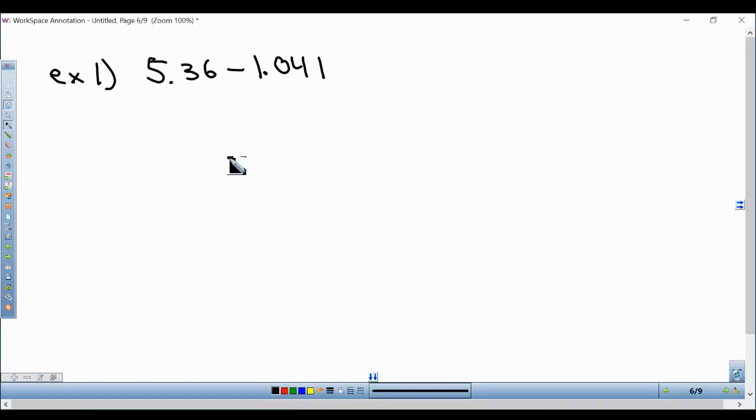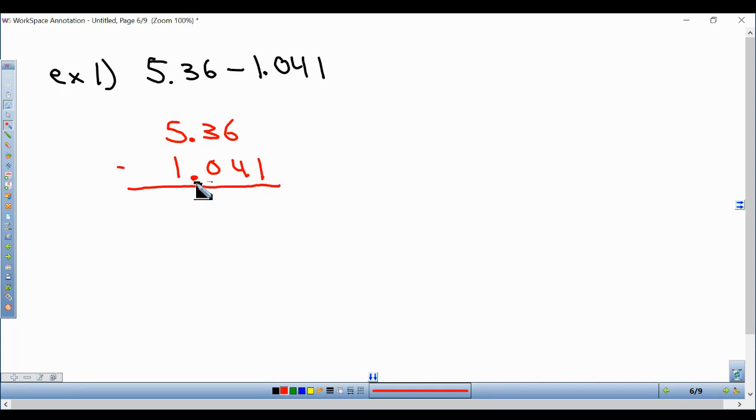So example number 1 says 5.36 minus 1.041. Pretty straightforward. This is going to be a warm-up to kind of jog your memory of how to subtract with decimals. So our first number is 5.36. It's our biggest number. Remember, the biggest number goes on top, not just the first number, but the biggest one, minus 1.041. I want to line my decimal up.